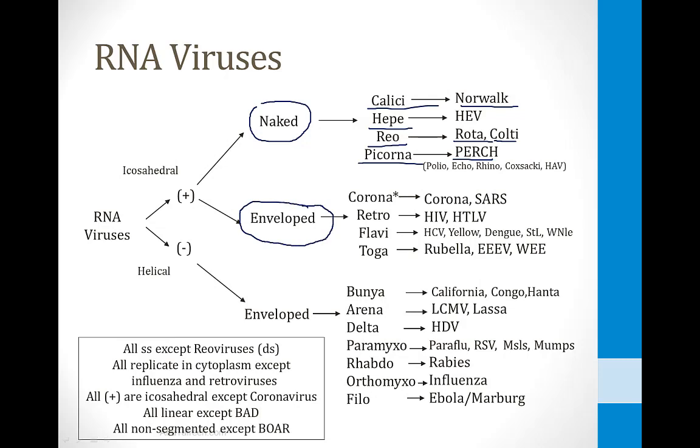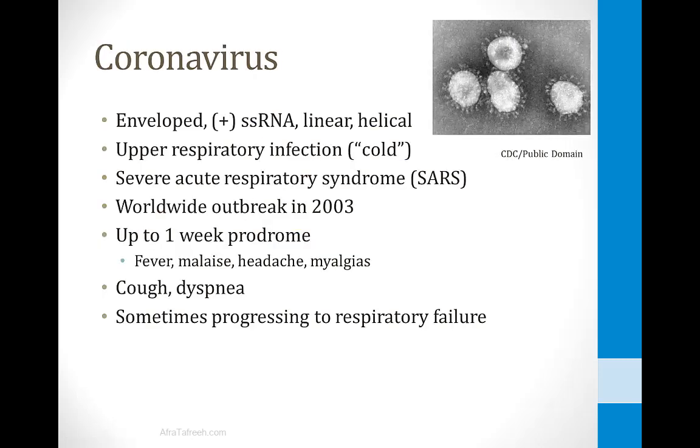They all have a positive sense RNA genome and they are enveloped. So let's begin by talking about the coronavirus, and the word corona means crown, and it gets that name because this is what it looks like under the electron microscope. It has a halo around it that looks like a crown, and therefore it's called coronavirus.